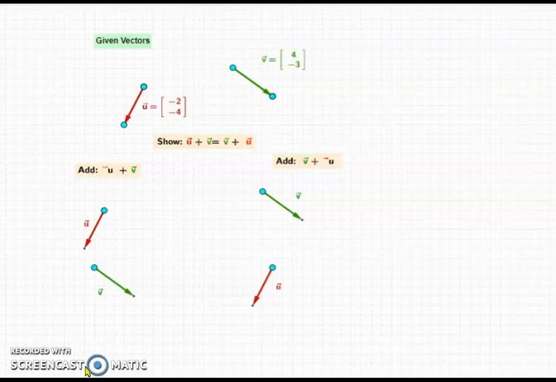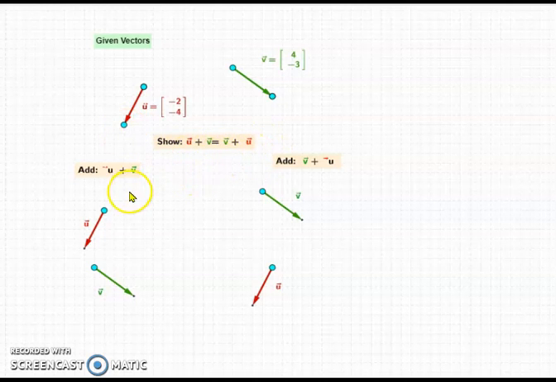Geometrically, we have this as an example. Let us consider this vector u, whose components are -2 and -4, and vector v, whose components are 4 and -3. So we show here that u plus v is equal to v plus u. This is just a particular example, so this is not the proof. This is just to show you how these vectors satisfy this equality.